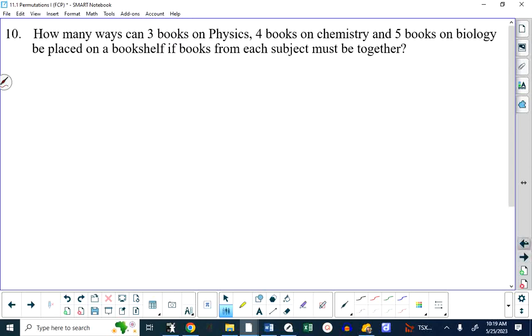And I believe we have one last question to do. I've got 3 different physics books, whatever they are. I have 4 different chem books, and I have 5 different bio books. I want to put them on a shelf, but because of the weird kind of guy I am, they need to be organized by topic. So I want to arrange the physics books, the chem books, and the bio books on a bookshelf, but the physics books must be together, the chem books must be together, the 5 bio books must be together. How are we going to solve this problem?